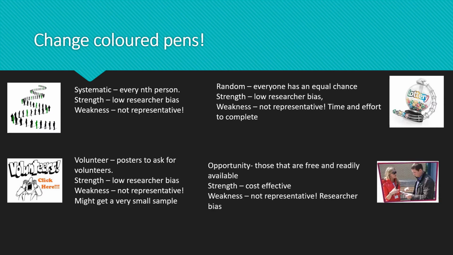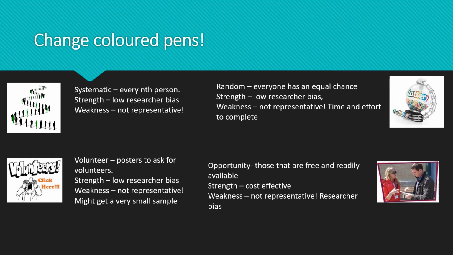Next one is opportunity, so that's those that are free and readily available. Usually you'd stand somewhere quite busy in the middle of a shopping centre, in a canteen, and ask those who walk past you, the first ones who do, would you like to take part? Now, it is quite cost effective, it doesn't take too much effort for you to just stand there and ask people, can you take part please? But weakness, not representative of your target population, and it can have some researcher bias.